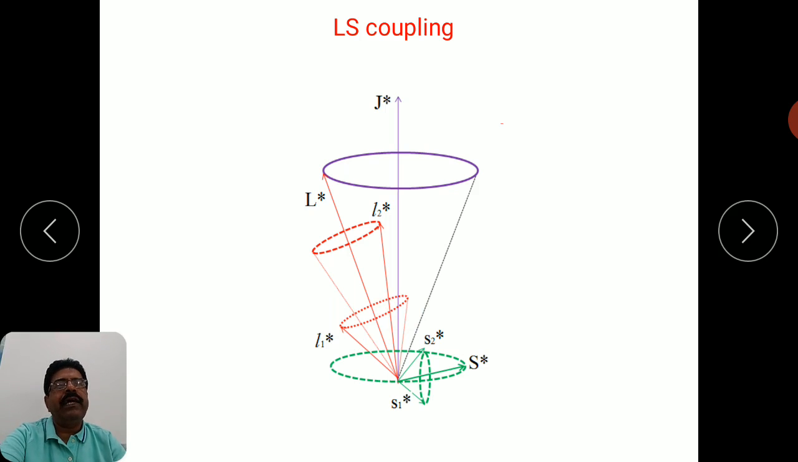So both these diagrams, the earlier diagram in the form of circles and this actual diagram where the individual vectors of the electrons L1 star, L2 star, S1 star, S2 star are shown, and their resultants, this L star and this S star, give the total angular momentum of an atom, that is J star. So this is how one can represent LS coupling in the form of diagrams.